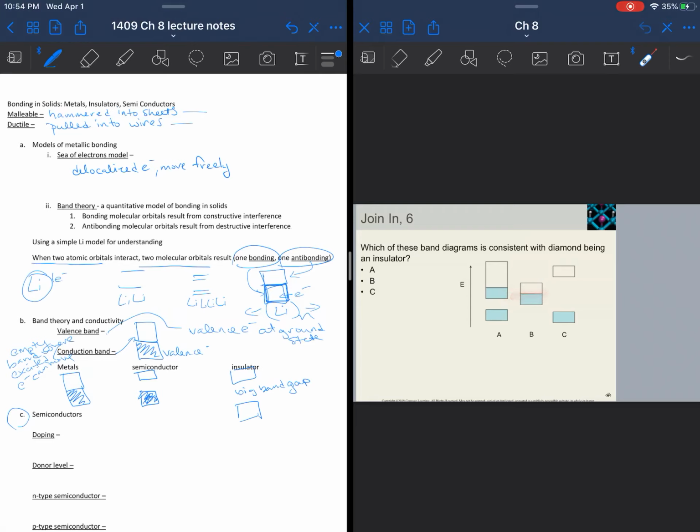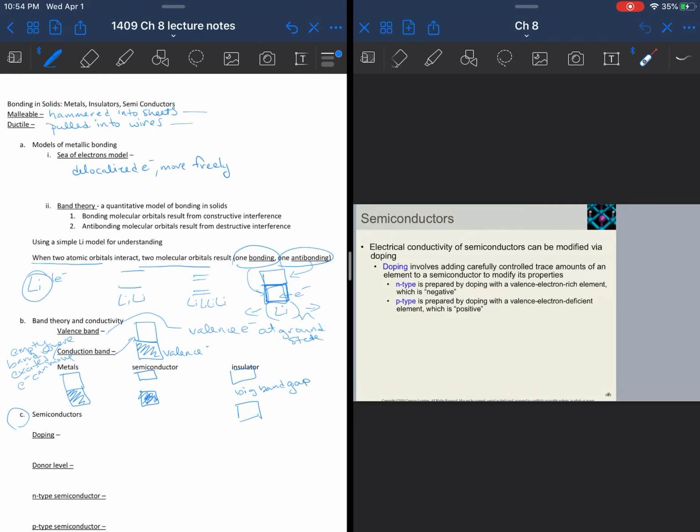In A, it looks like we have a fairly small band gap. B, this has got to be our metal. There's no band gap. Your valence electron orbitals are right next to your empty conduction orbitals. But C, there's this huge band gap. Diamond is not conductive. The valence electrons that are down here in the valence orbital are not going to be able to make that jump up to the excited state.